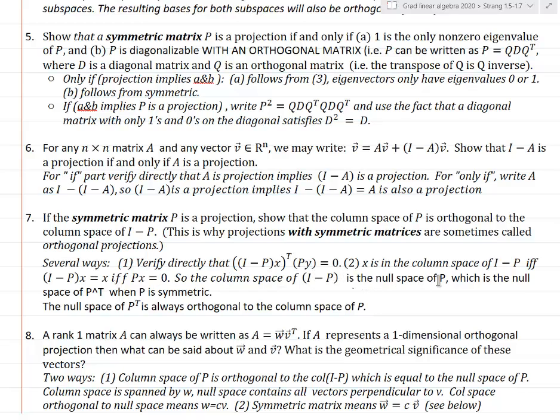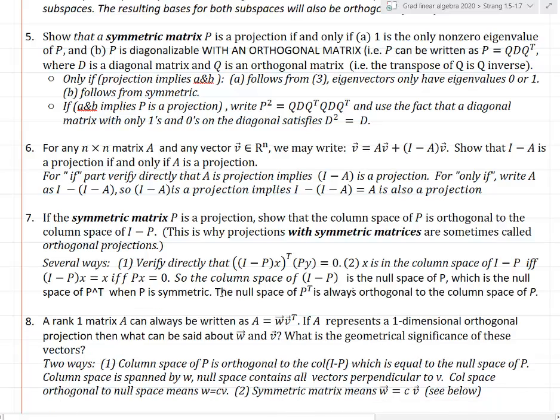But the null space of P is the null space of P transpose because P is symmetric. And the null space of P transpose is always orthogonal to the column space of P. That's true for any matrix. So we've got this fact here, and that gives us that the column space of I minus P is orthogonal to the column space of P. Two different ways. Of course, the first way is more direct. The second way takes you through and shows you the relationship between subspaces.